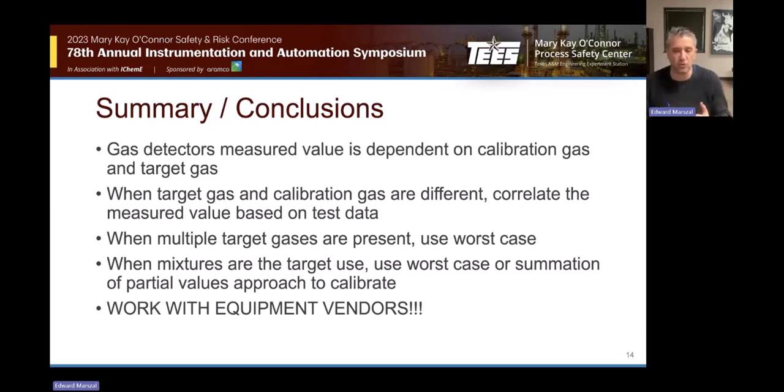So I can't assume that 50% cal gas means that my detector should be showing me 50%. It's going to change depending on what I'm trying to actually detect. And that can basically, I would say you're setting up a human factors failure that could be dangerous.